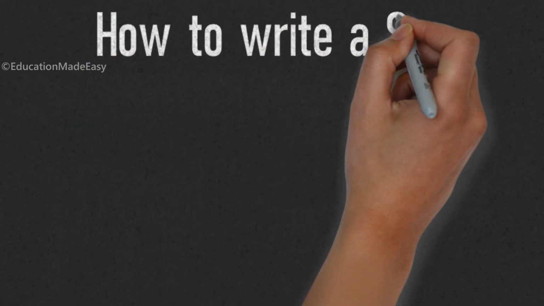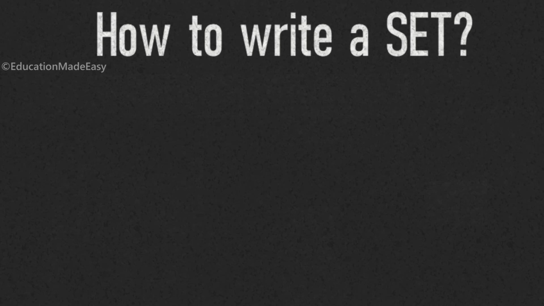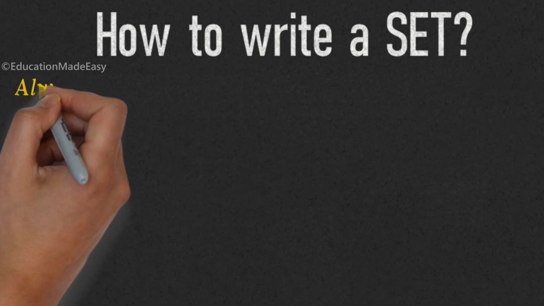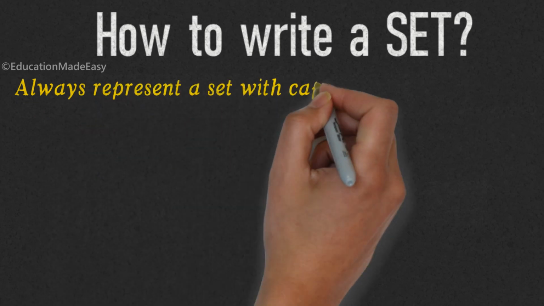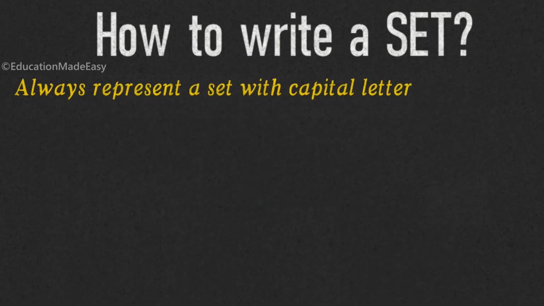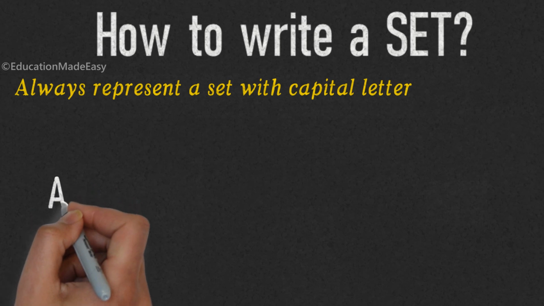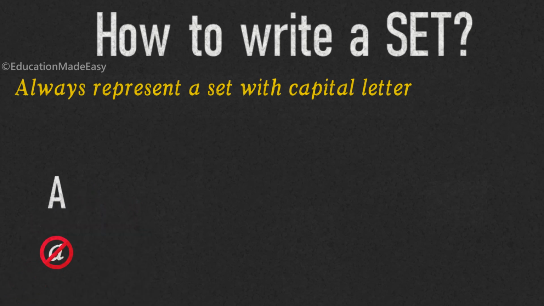Now, let us learn how to write a set. There are two things that we need to remember while writing a set. The first thing is, always represent a set with a capital letter. Consider a set named A. Do not use a small letter a while naming a set.